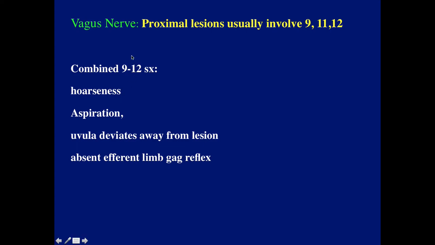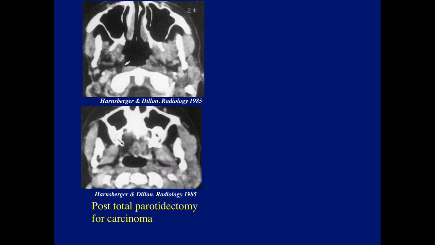Another thing, again, remember, if you have a lesion in the upper nasopharyngeal carotid space or in the jugular foramen, you most likely will have all the nerves involved. So the combined symptoms are usually hoarseness, aspiration, uvular deviation, and absent gag reflex. So it depends if you have combined or separate, and I'll show some cases later.